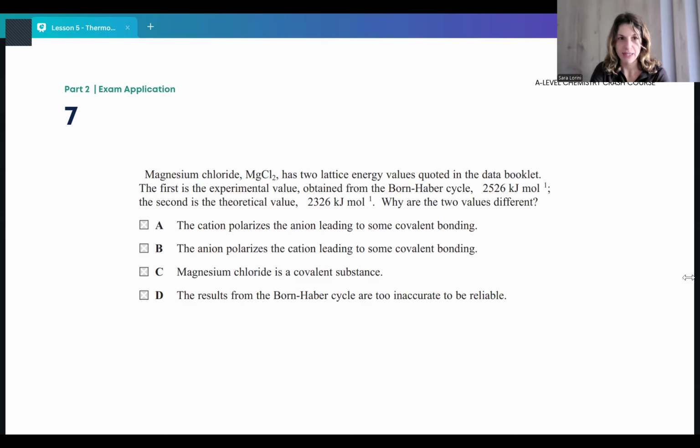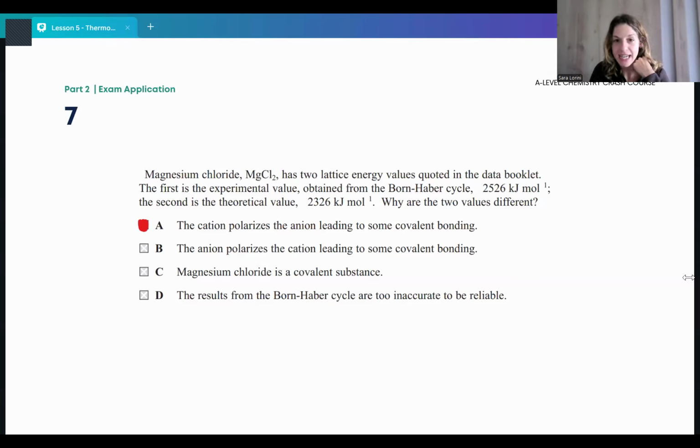I know this can be a bit challenging. Can I see some of your answers in the chat if you haven't written it to me? Correct answer is A. Let's think for a moment, okay? The reason why we have a covalent character, but it's not a fully covalent substance, is the polarization, okay? And that's why A is correct.